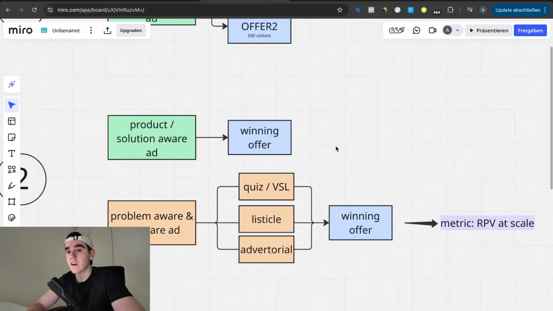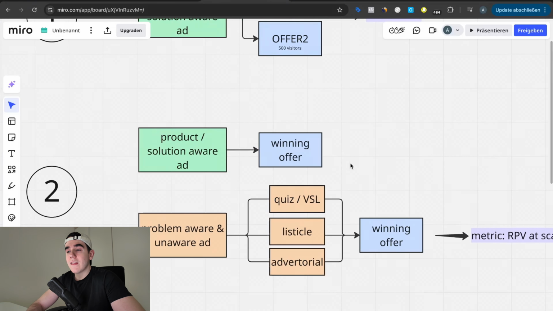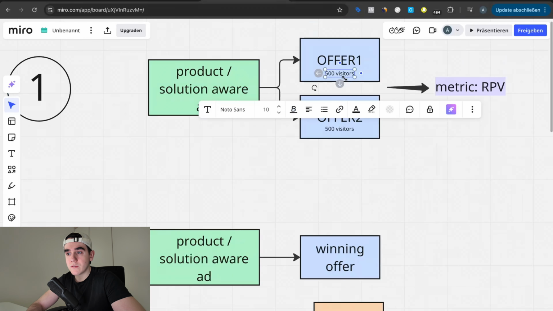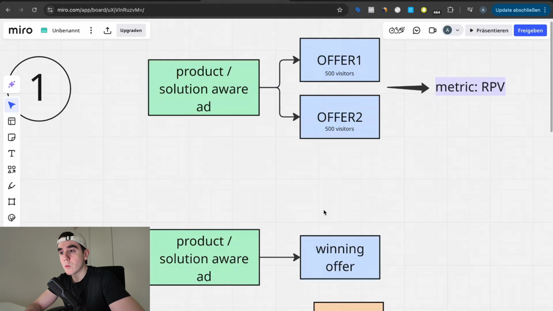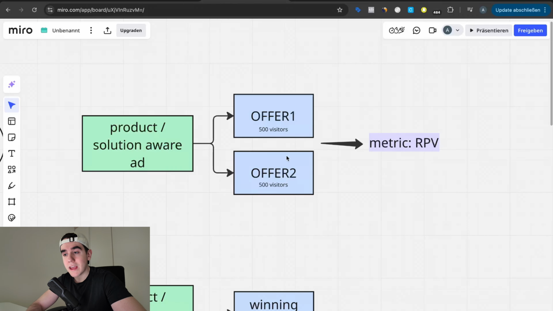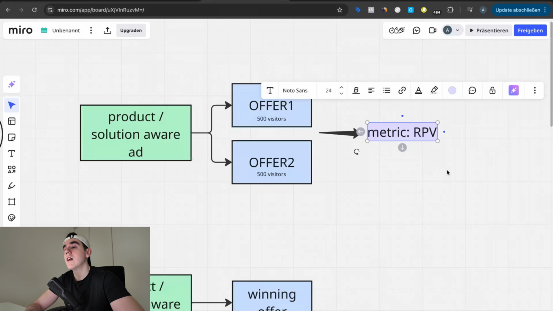So the reason I have this here first as number two is that you're going to do this whenever you already have a winning offer. So whenever the 500 visitors are over and you've had a winning offer, one of the two, hopefully. If not, then go ahead and stay on number one and keep iterating these. Keep working on these until one of them makes you a lot of money per visitor.